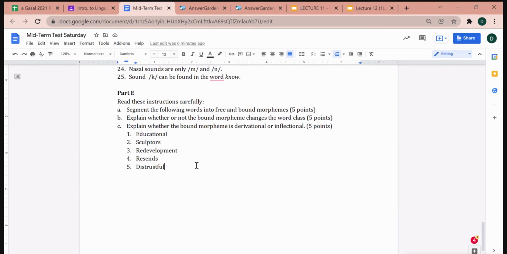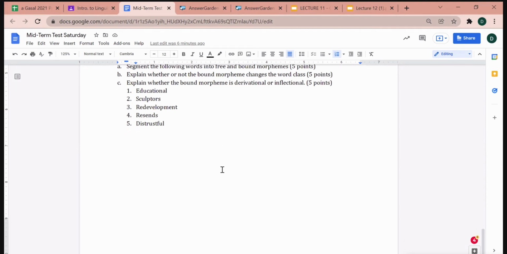Number 5. Trust is the free morpheme. Dis is a bound morpheme and ful is a bound morpheme. Dis is a derivational prefix, from trust to distrust, which doesn't change the word class. And then ful is a derivational suffix, from distrust to distrustful, an adjective. Okay. Good.